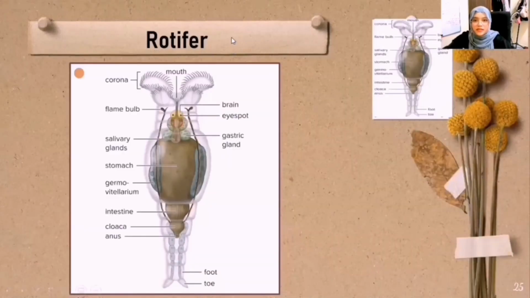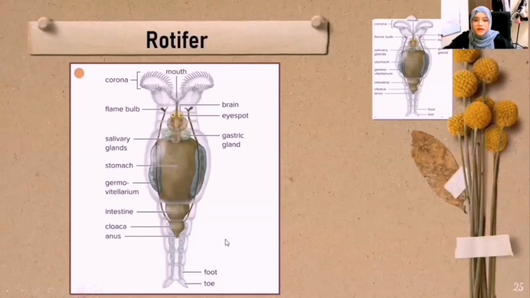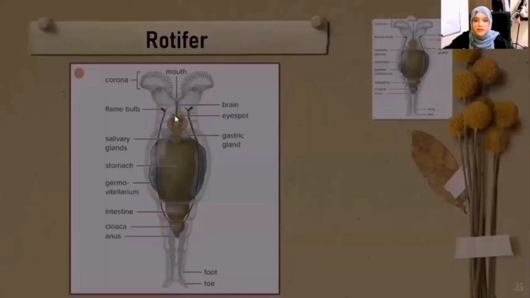So this is the structure of a rotifer. As you can see, this is the corona that I mentioned before, which looks like a rotating wheel. And other parts of the rotifer as well.